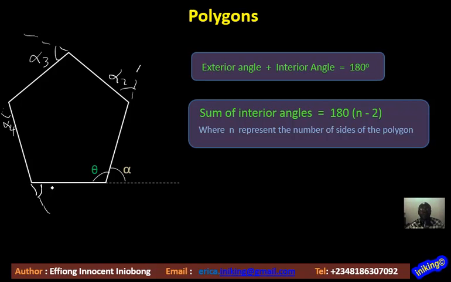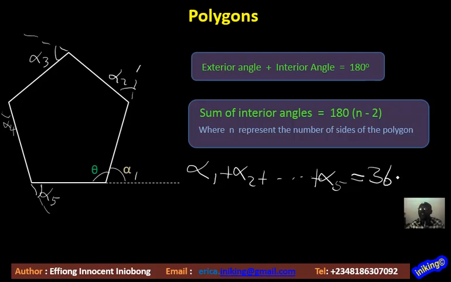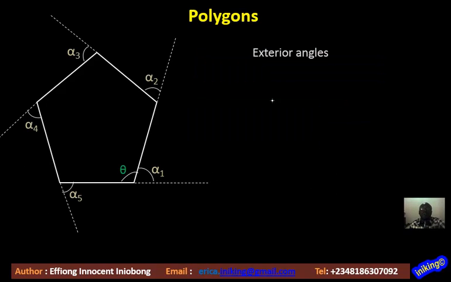From simple geometry, I call this alpha 1, we obtain that the sum of the exterior angles, alpha 1 plus alpha 2 plus up to alpha 5 in this case, because we have a pentagon here, is equal to 360 degrees. Now please take note that the sum of the exterior angles has nothing to do with the number of sides. So irrespective of the number of sides of the polygon, the sum of the exterior angles will always give us 360 degrees.